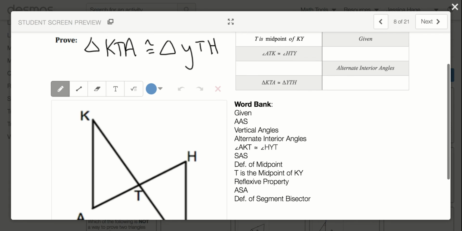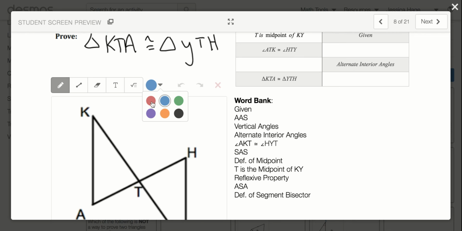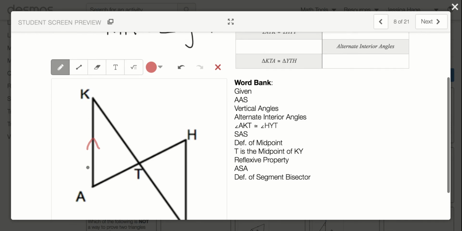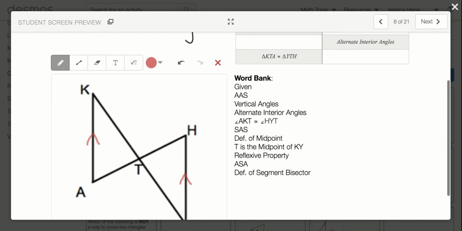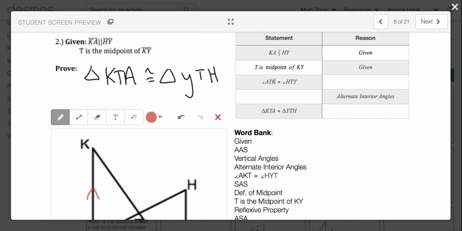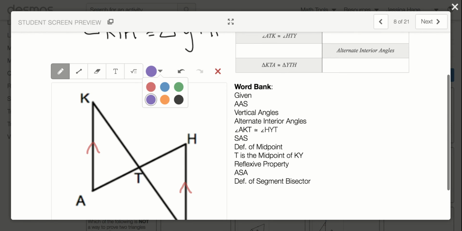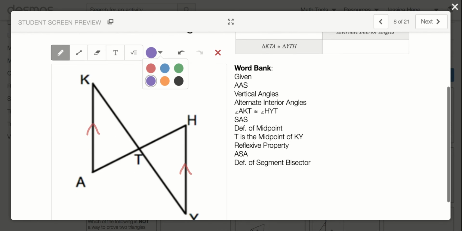How do we mark parallel lines? We do not use tick marks, we use arrows. So I'm going to do a zigzag. I'm going to say these are going up, and we will come back to the alternate interior angles. So that's one given. That's going to give us alternate interior. Our other given is T is the midpoint of KY. And so T is the midpoint of KY. So from K to Y, make sure you just mark these two sides.